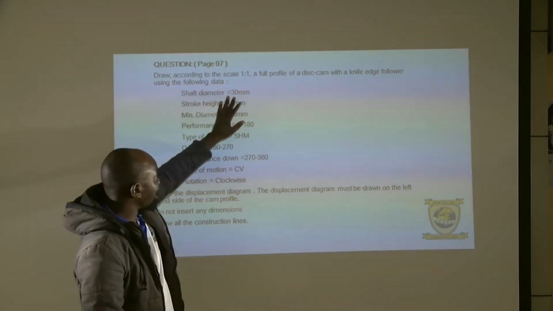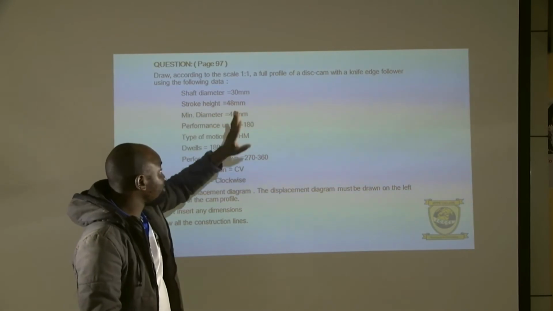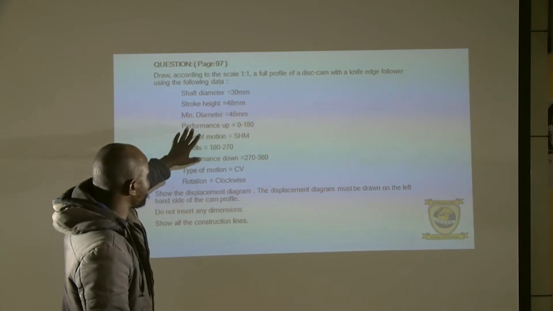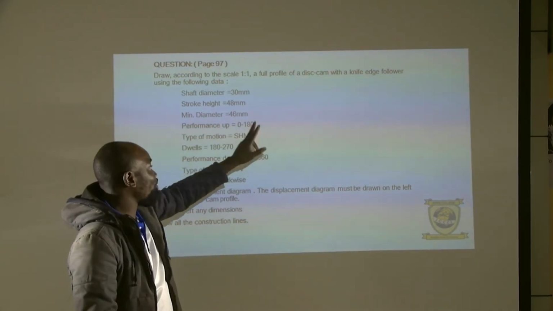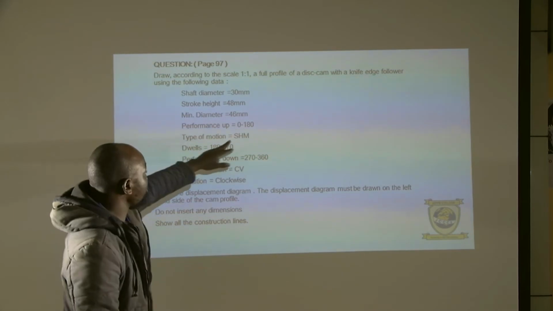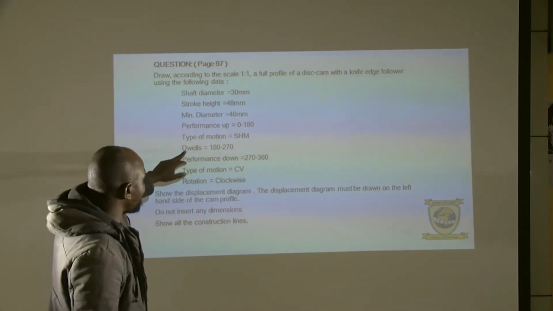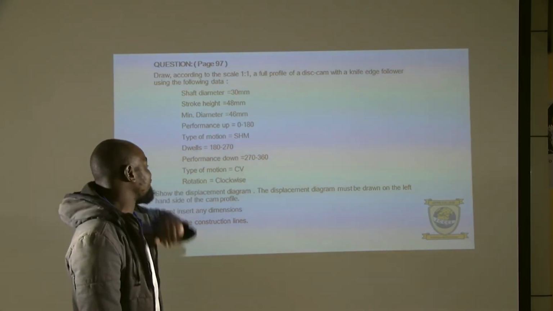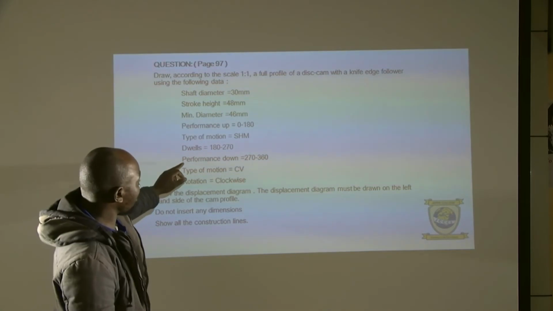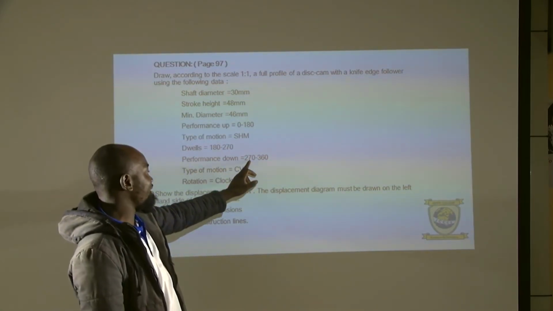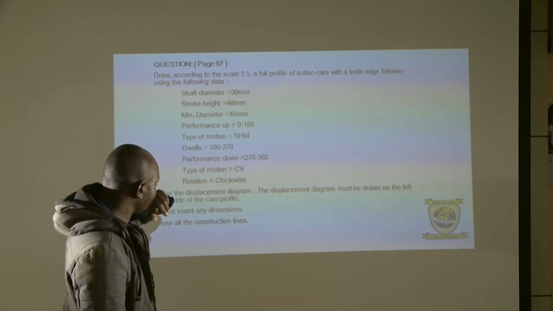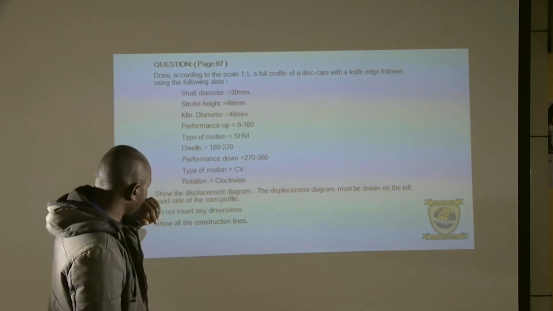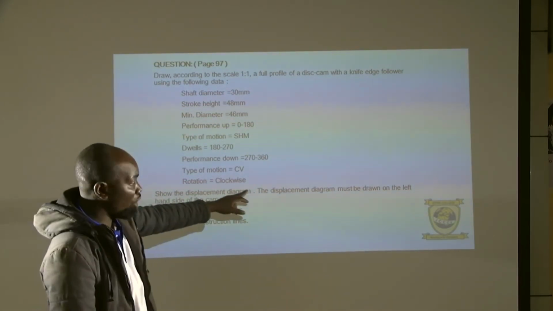So we have camshaft diameter 30 millimeters, stroke height 48 millimeters, minimum diameter 46 millimeters. Performance upwards from 0 to 180 degrees according to simple harmonic motion. Then it dwells from 180 degrees to 270 degrees. Then the performance downwards from 270 degrees to 360 degrees according to constant velocity. And the rotation is clockwise.